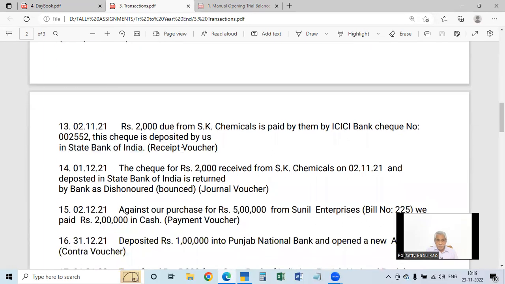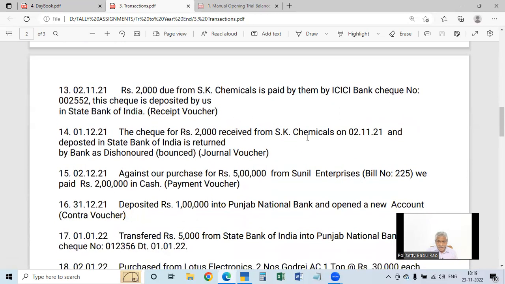Okay, this is the receipt voucher. Next, on 1st December, the check for 2000 rupees received from SK Chemicals, on 2nd November we received it and deposited it in State Bank of India. Now it is returned by the bank as dishonored or bounced. So the check is not paid. The check is sent back.